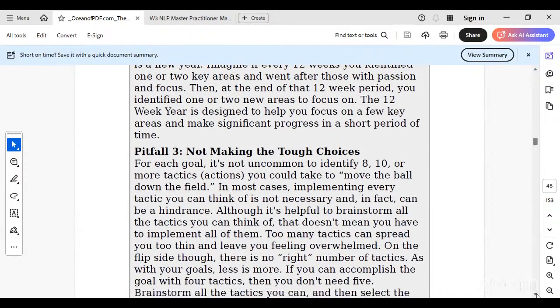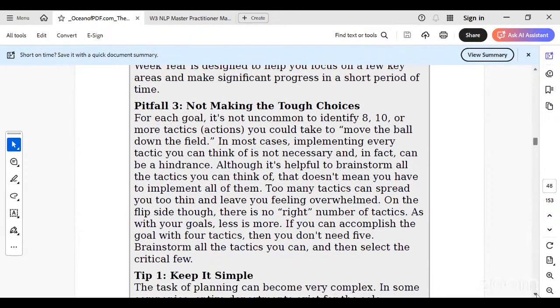For each goal, it's not uncommon to identify 8, 10, or more tactics you could take to move the ball down the field. In most cases, implementing every tactic.